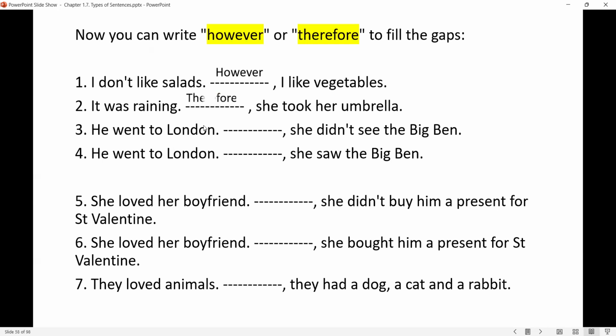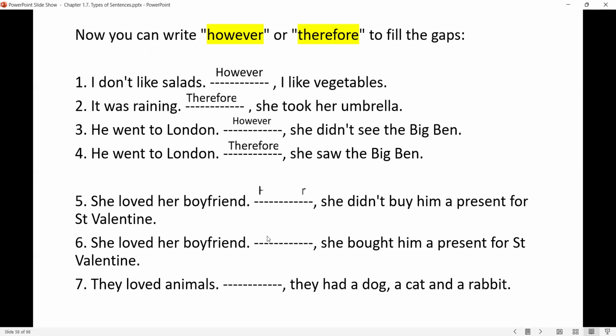It was raining. Therefore, she took her umbrella. So that is the reason for taking the umbrella. He went to London. However, she didn't see the Big Ben. Whoever goes to London wants to see the Big Ben, but this one is a contrast. He went to London. Therefore, she saw the Big Ben. So here, this one shows the result, or the reason.